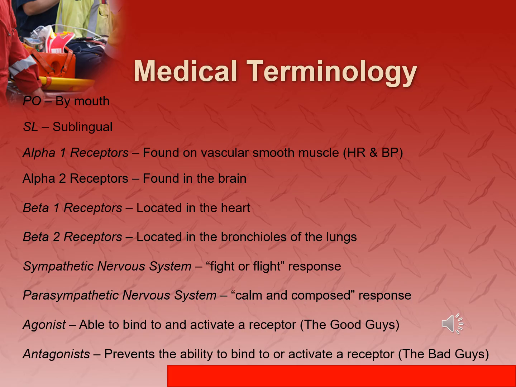Medical terminology. Some things you'll see on these slides: PO means by mouth, SL means sublingual. You'll see some verbiage referring to alpha 1, alpha 2, beta 1, and beta 2 receptors. Think one heart, two lungs when it comes to beta. Sympathetic nervous system, that's our fight or flight response. Parasympathetic nervous system, that's the calm and composed response, the opposite of fight or flight. Agonists and antagonists: think of agonists as the good guys and antagonists as the bad guys.